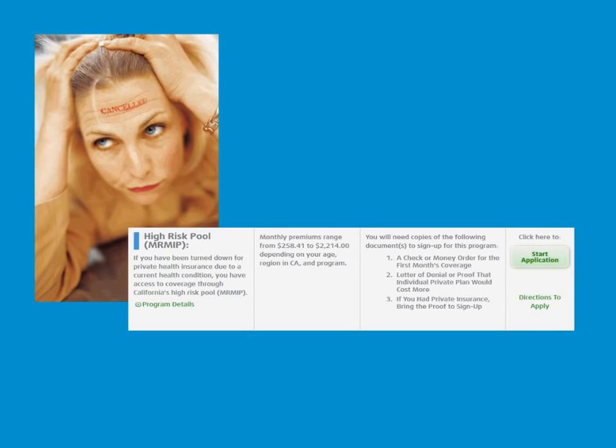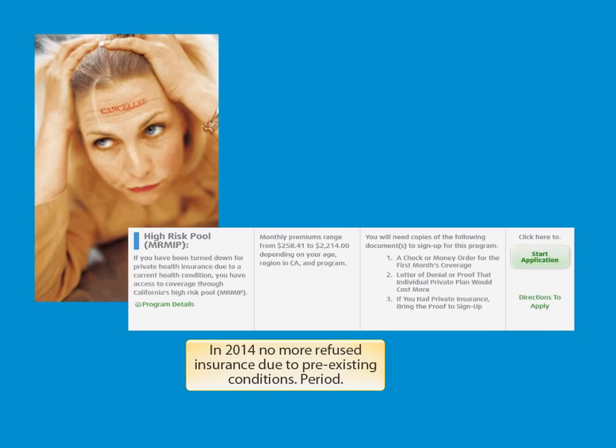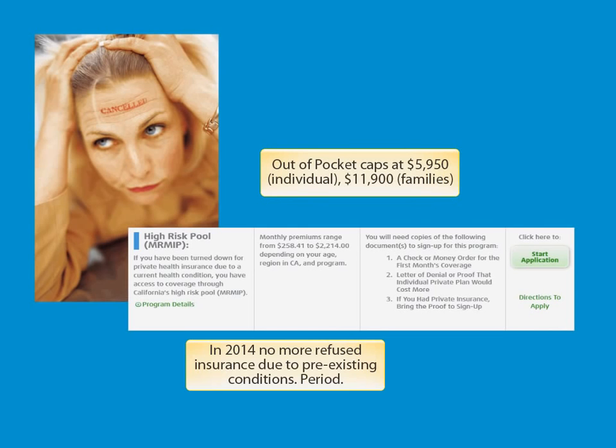If you are refused coverage because of your health, you can get insurance from a new high-risk pool. The pools were established in 2010 and will operate until 2014 when insurance companies can no longer refuse applicants with pre-existing health problems. Annual out-of-pocket medical costs will be capped at $59.50 for individuals and $11,900 for families. This is for any adult American who has been refused coverage due to a pre-existing condition.